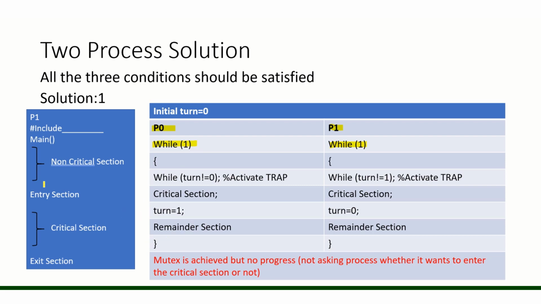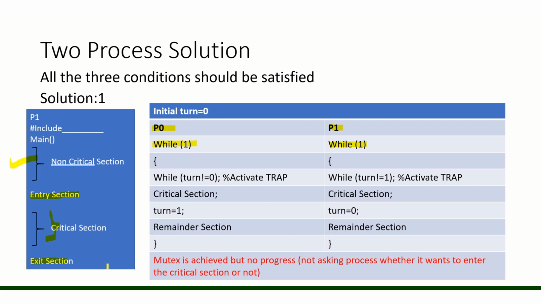Here I have shown a generalized solution. Any process will first go to the entry section, which we have already discussed in the last video. If one process is in the critical section, then no other process will enter the critical section. So that is mutual exclusion. Then we have the exit section here. If any process is going out of the critical section, then we can bring in the second process into the critical section. After that, there is a remainder section.